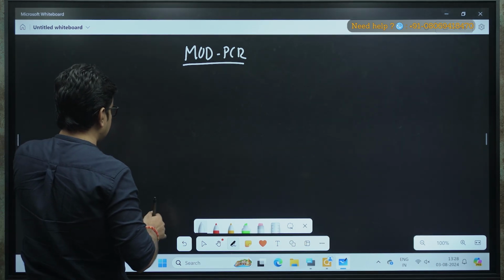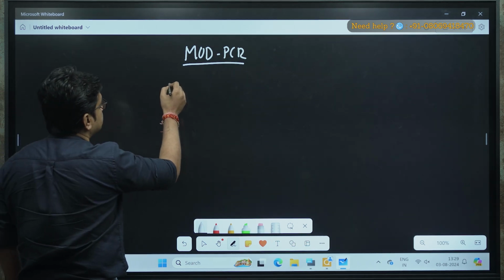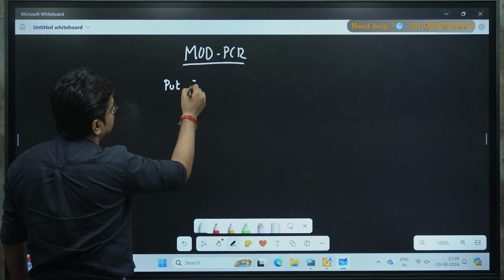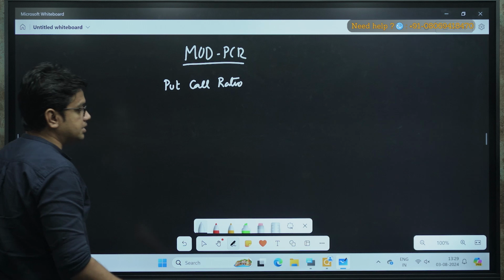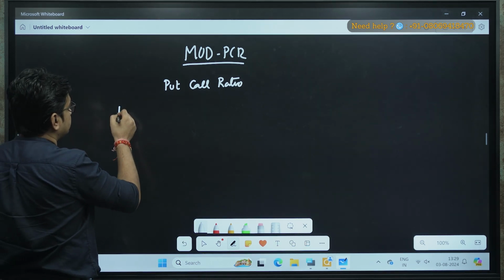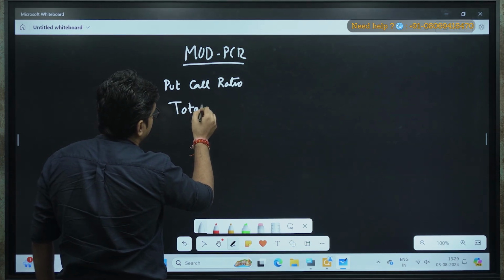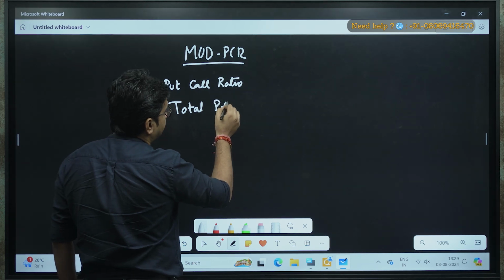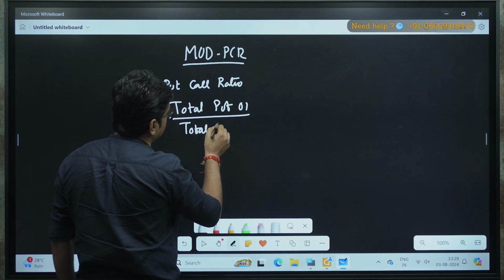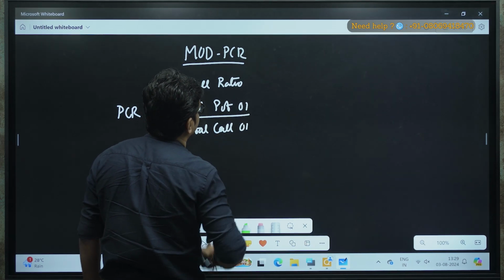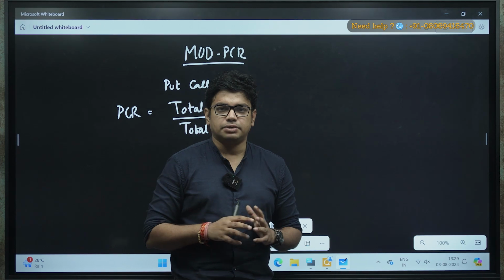In modified PCR, in PCR, first of all, in general, what is PCR? PCR is put call ratio. PCR is calculated on the basis of total put OI divided by total call OI, all right, total put OI, total call OI. So let me give you some perspective about it.